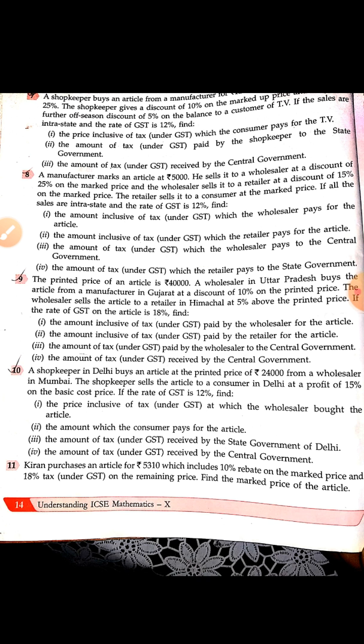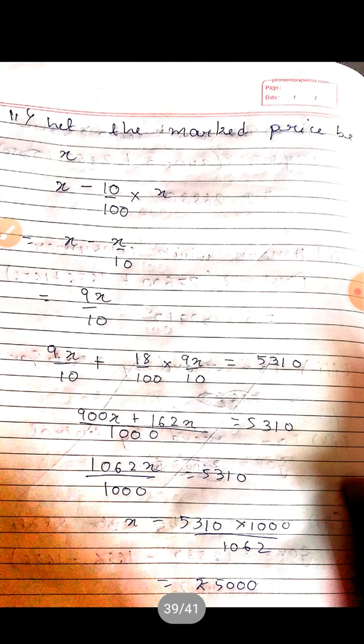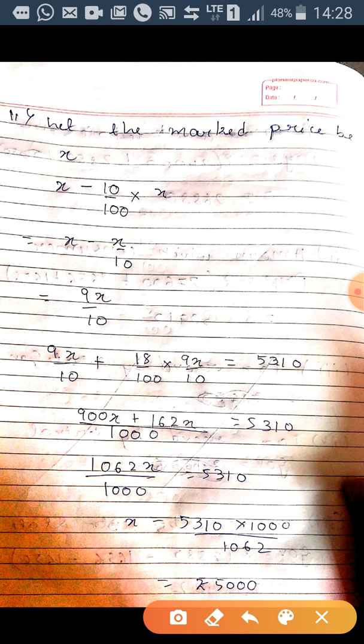Okay, find the marked price. So let's get to the sum straight away. Let the marked price be X. From this X he gets a 10% discount. So it will be X minus 10 by 100 into X, which is X by 10. So finally it turns out to be 9X by 10.